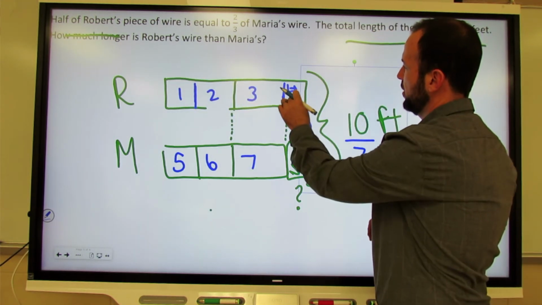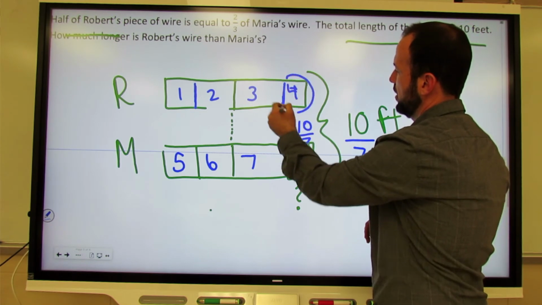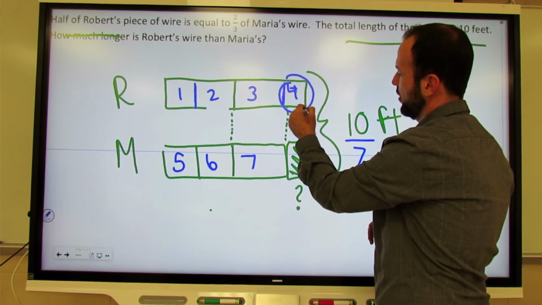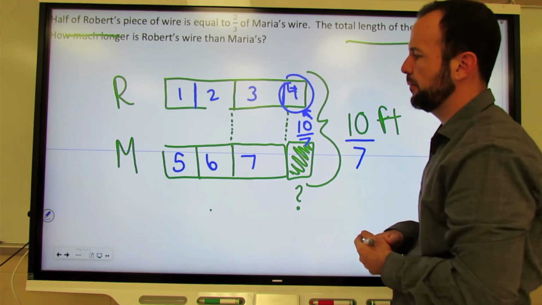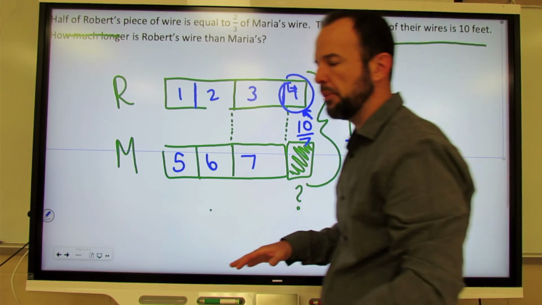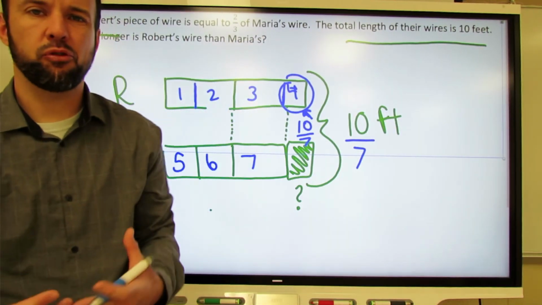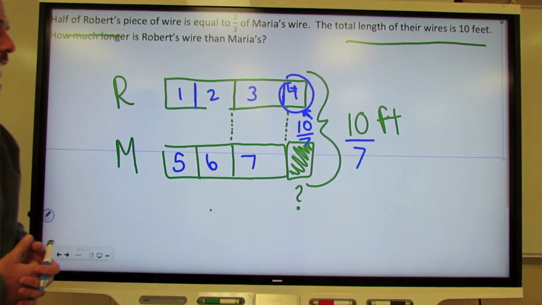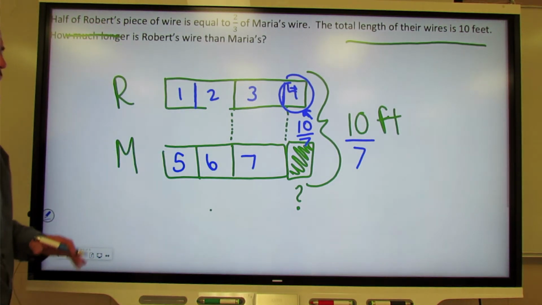This piece right here is 10/7 longer than Maria's, that missing piece right there. Okay? Hopefully that makes sense. If it doesn't make complete sense, it's okay. We're just trying to get some conceptualizations going here about fractions and about ribbons. Okay? Hang in there with me.